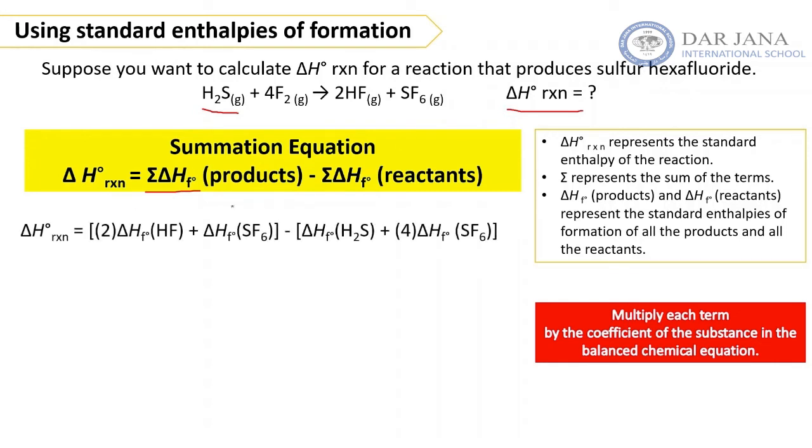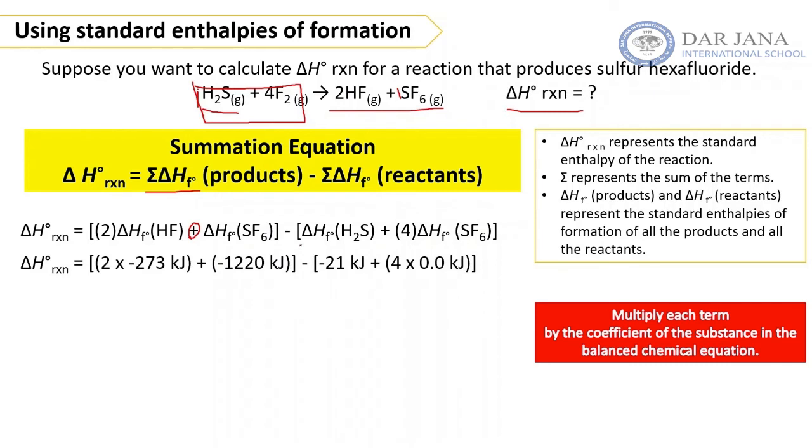Here, delta H formation of the HF is the product. We start with the products first, then the reactants. We multiply it by 2. This one we don't multiply by 2, just by 1, since the coefficient is 1. Between them, since it's a sum, we put plus. Minus the delta H formation for the reactants, their sum. Here we have just 1, here we have 4. So this one we just multiply by 1, or keep it the same. This one, we multiply by 4.